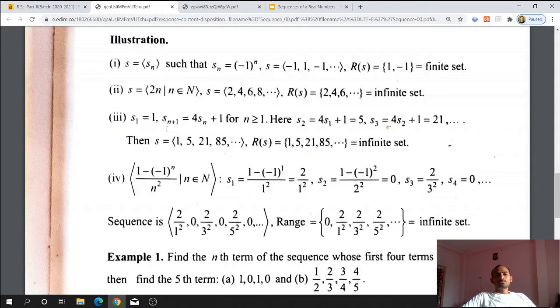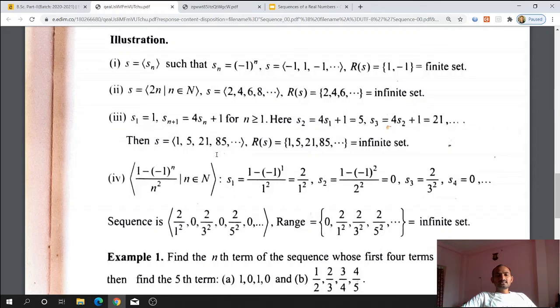Similarly, what is S3? Put n is equal to 2 here, where n plus 1 is 3, so S3 is 4S2 plus 1, and S2 is 5. So this is 21. So the first term is 1, the second term is 5, the third term is 21, and so on. So this is the sequence S in this recursive method.